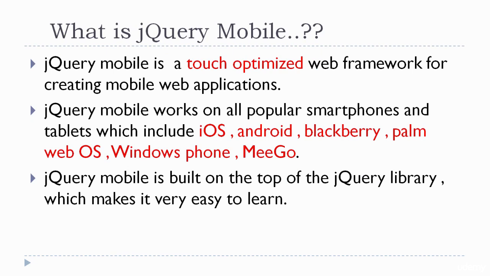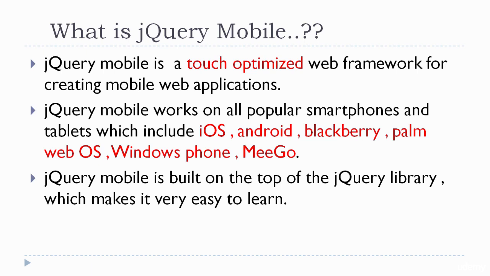jQuery Mobile works on all popular smartphones and tablets, which include iOS, Android, BlackBerry, Palm Web OS, Windows Phone and MeeGo. So as you can observe here, every popular company and smartphone is included. So this is the basic point: iOS, Android, BlackBerry, Windows Phone. So these are all the phones. Now it is working on all possible popular devices. jQuery Mobile is built on top of the jQuery library, which makes it very easy to learn.